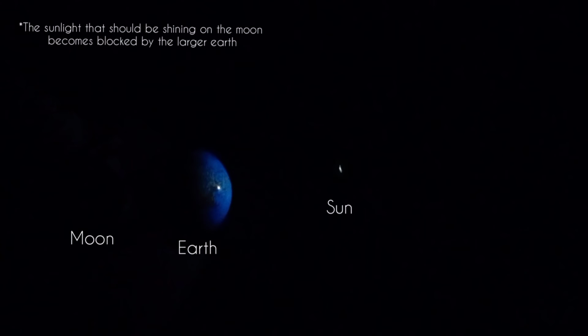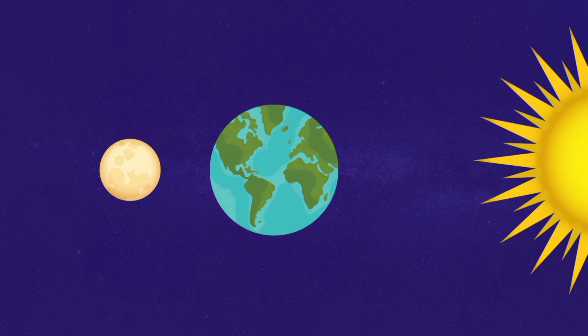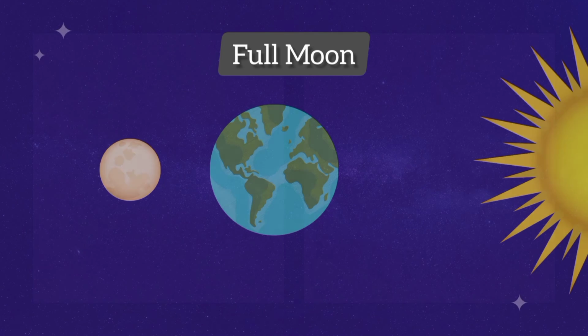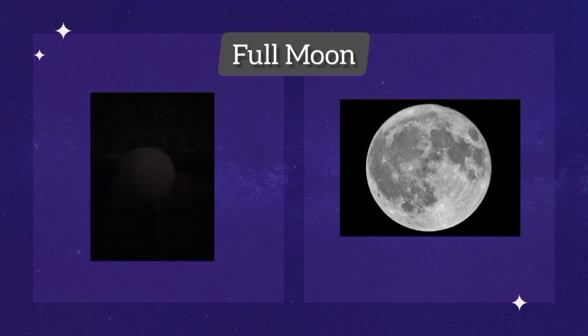The moon turns again. In this position, the moon, the Earth, and the Sun are in a straight line. This is known as the full moon phase. As we can see, the whole moon is completely lit.